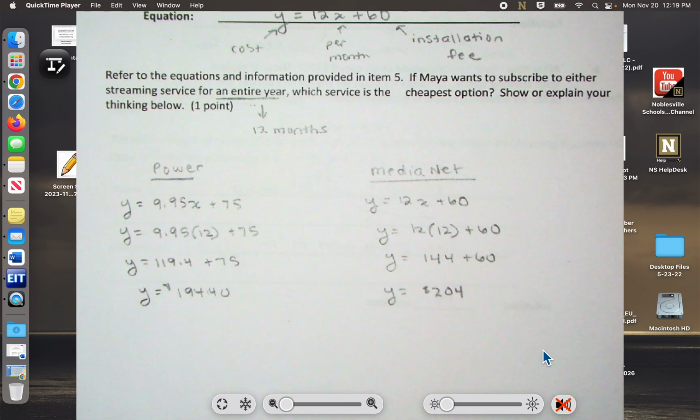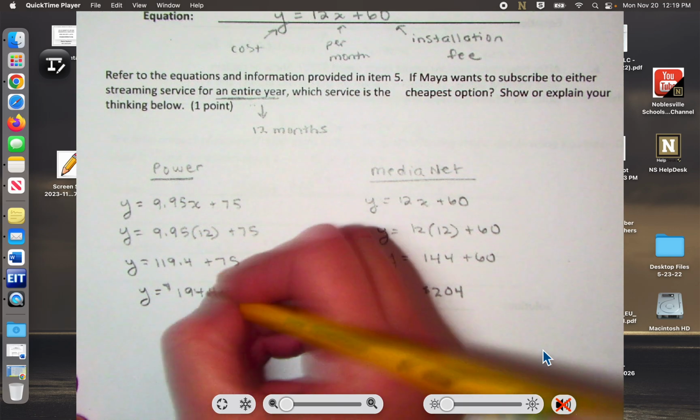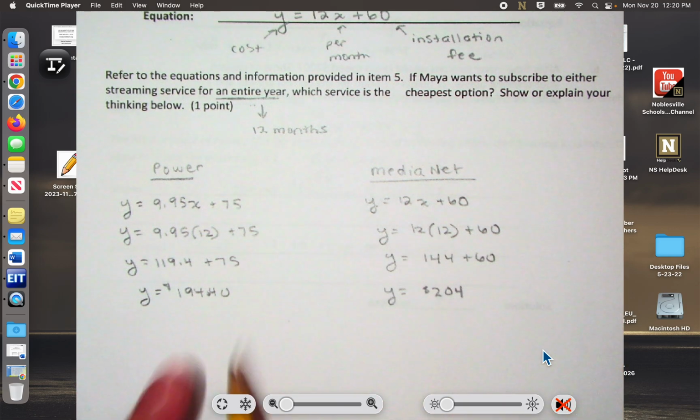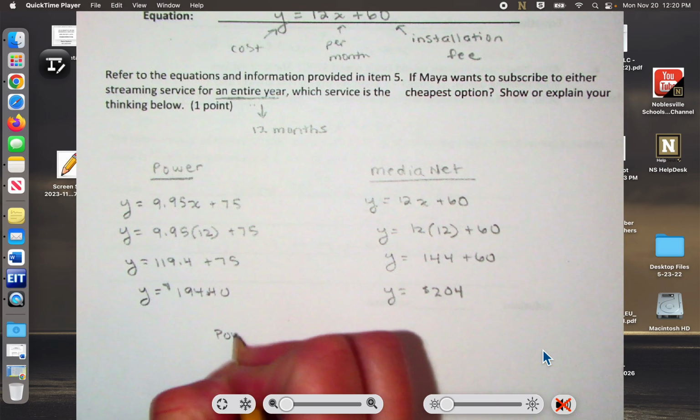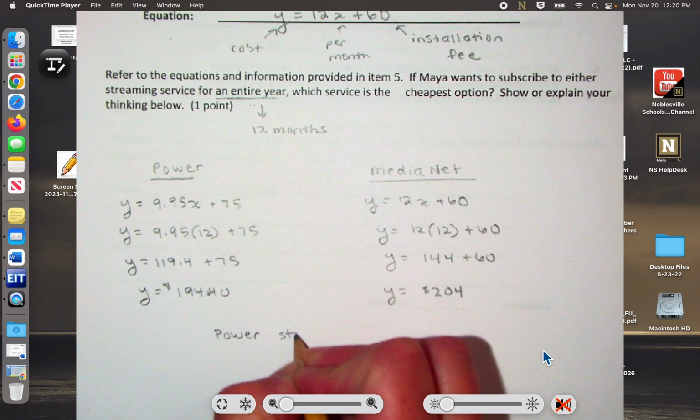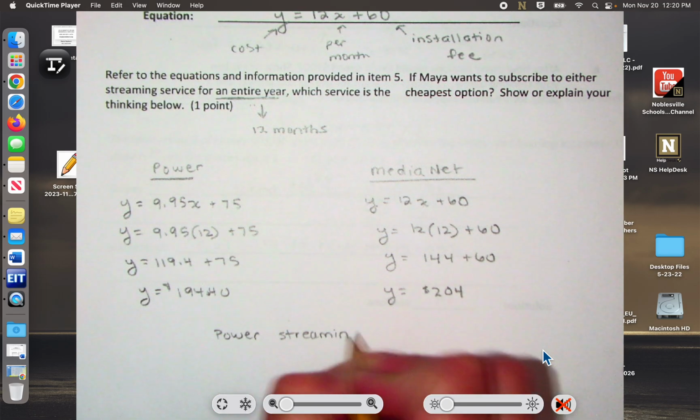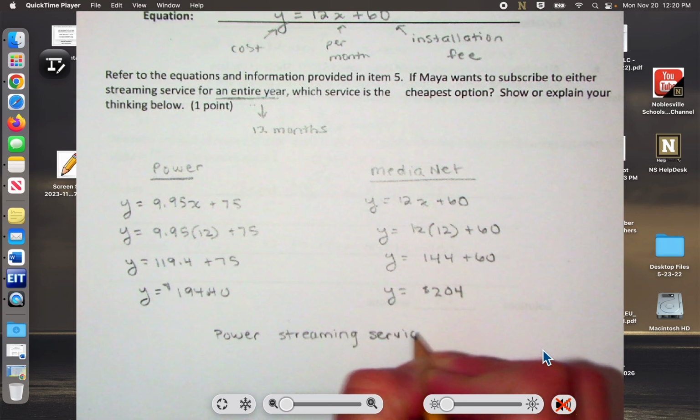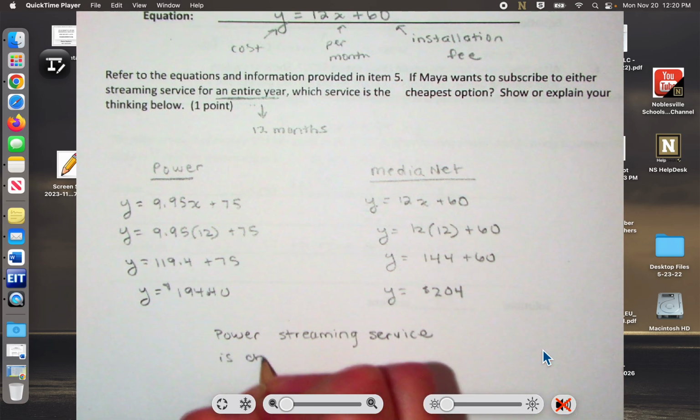So when I do that, I find out that the power streaming service is about $8 cheaper, right? Well, I'm sorry, $10 cheaper, about $10 cheaper. So the power streaming service is cheaper.